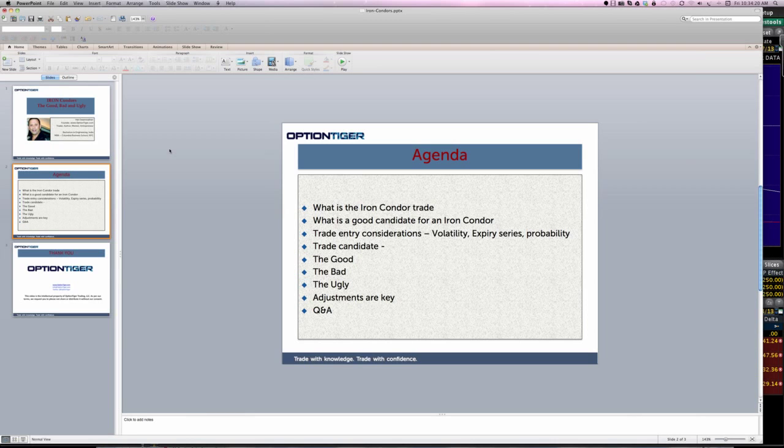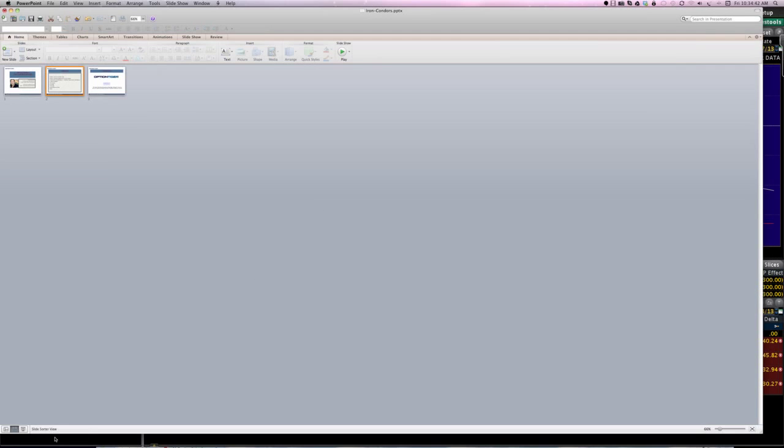So then we look at what are some good trade entry considerations. Whether it's good or bad, I think a lot of it will depend on your individual situation. But we'll take a discussion along those lines. And then our trade candidate for today. I'm sorry, I need to expand this into a full screen.